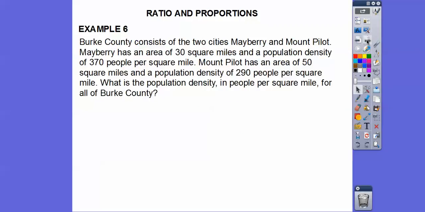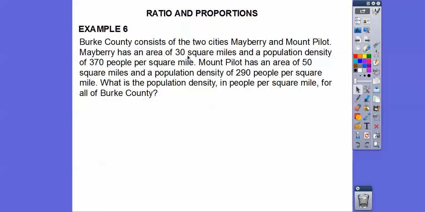Okay, Burke County consists of two cities, Mayberry and Mount Pilot. Mayberry has an area of 30 square miles and a population density of 370 people per square mile. Mount Pilot has an area of 50 square miles and a population density of 290 people per square mile. What's the population density in people per square mile for the whole county of Burke County?